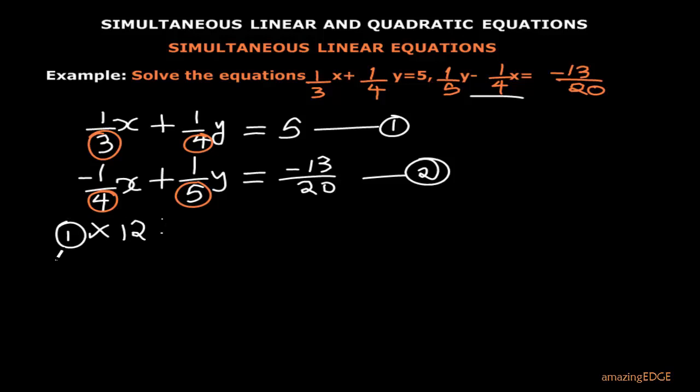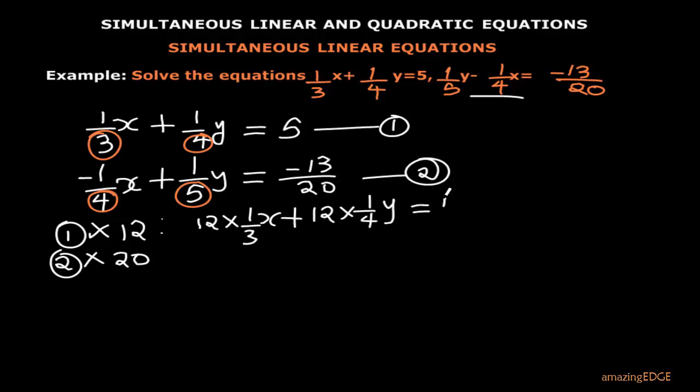Then in equation 2, you multiply by the LCM, which is 20. So this helps us to remove the fraction. So in equation 1, where you're multiplying by 12, you have 12 times 1 over 3x plus 12 times 1 over 4y, is equal to 12 times 5.